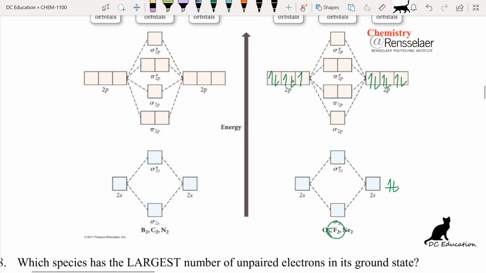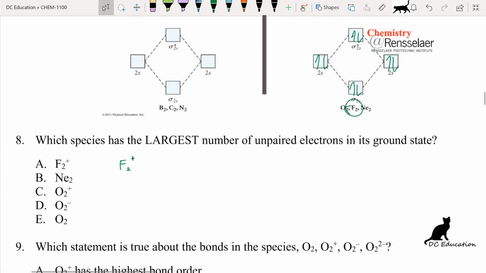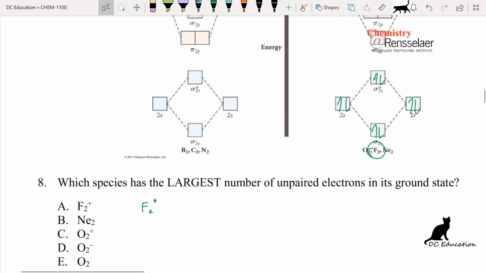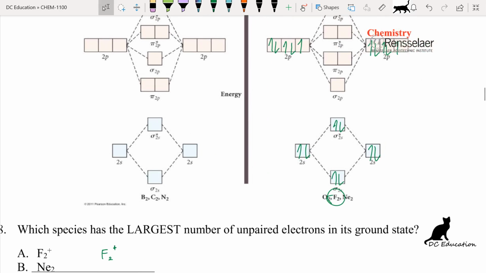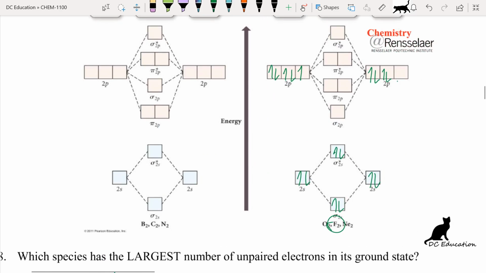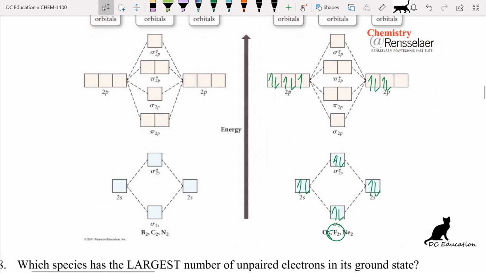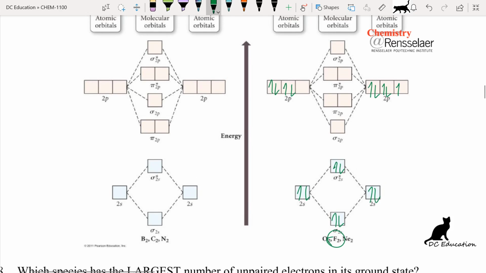So perhaps I'll try to fill it over here, so it works better. Let's fill it up, and I think I accidentally drew one extra electron over here. Since it's F2 plus, which means it's one less electron than a real fluorine gas, we just remove an electron from whichever side we want. It can be on either side, so it doesn't really matter if you do it from the left or the right. Now we're doing it from the left.